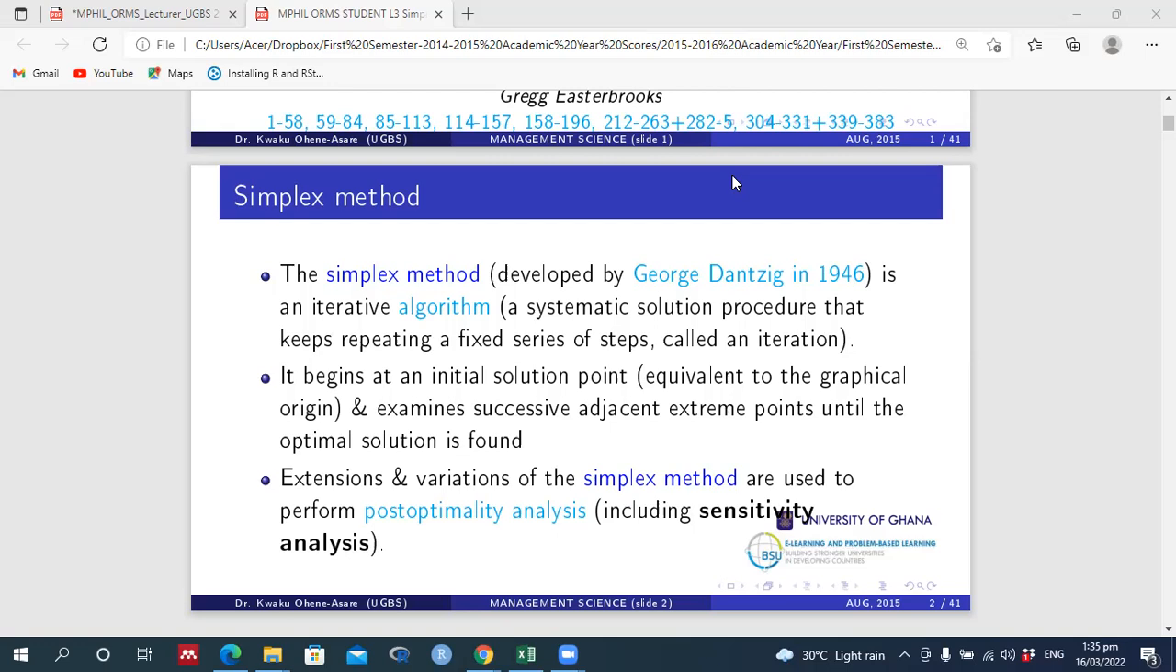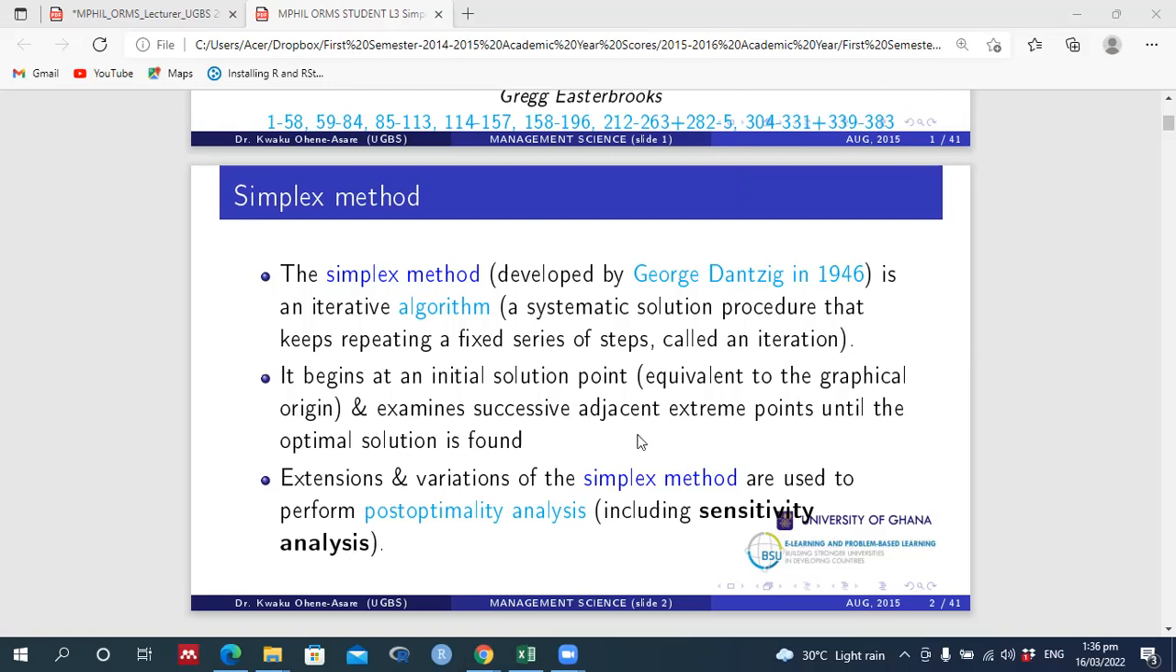So the simplex method is actually an iterative algorithm. It deals with iteration, repeating some systematic solution procedure. You keep repeating the same procedure until an optimal solution is found. So it's just a step-by-step approach in computing or coming up with the optimal solution that you need in the LP problem. It was developed by George Dantzig in 1946.